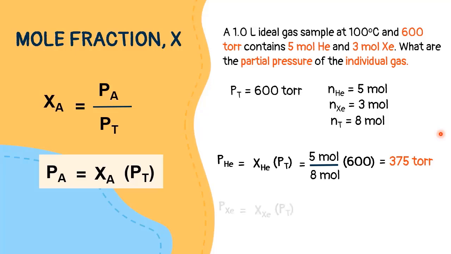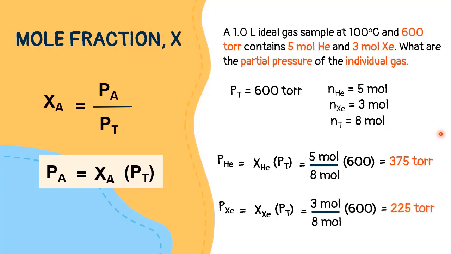Do the same for xenon, but this time the mole fraction is 3 over 8. Lastly, the partial pressure of xenon is going to be 225 torr. Just for checking purposes, adding these two partial pressures gives back the 600 torr.